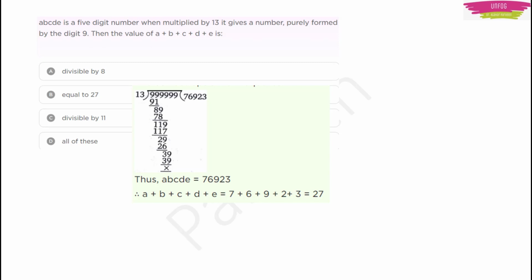Okay. Now you divide this 999999, the six times nine digit number, by 13, and you will get one number. This number is your ABCDE. Now add these A, B, C, D, E individually, and you get 27. So option B, 27, will be the right answer.